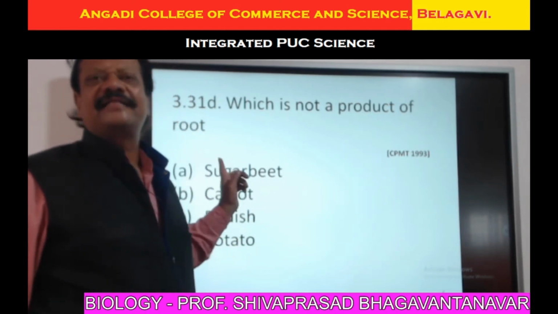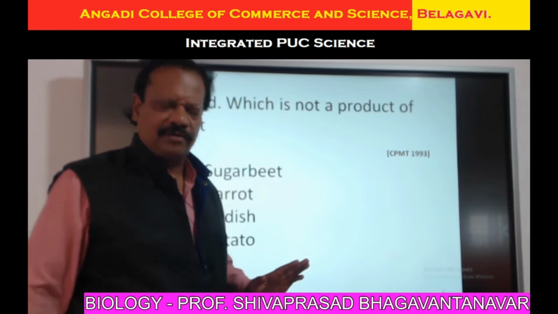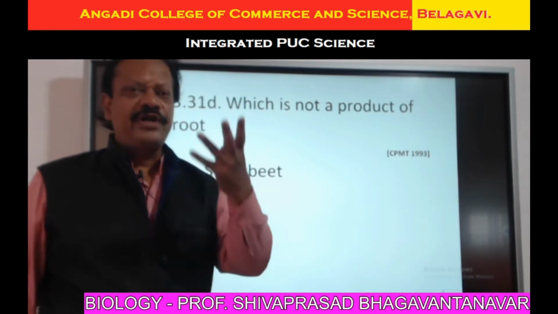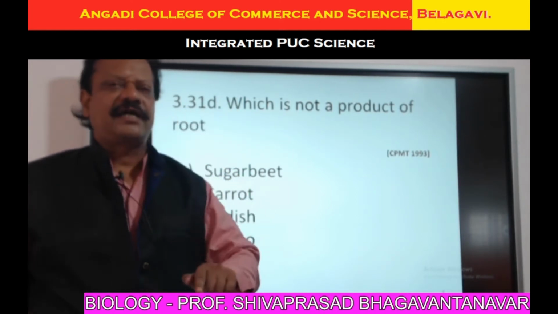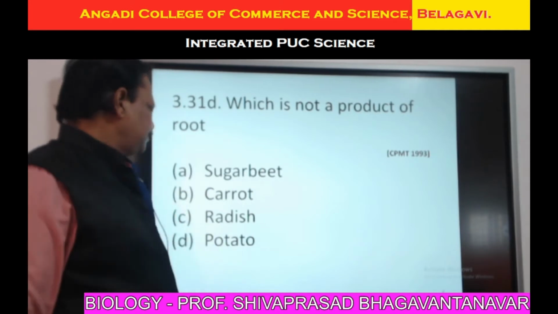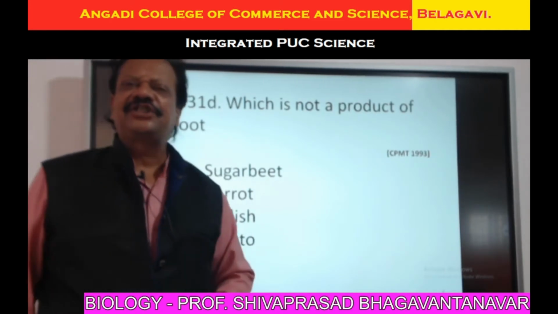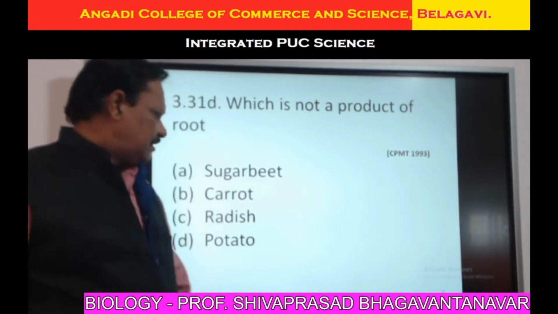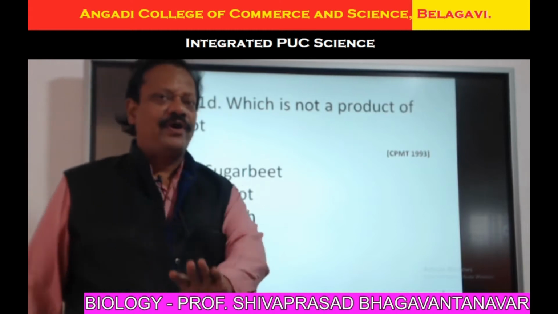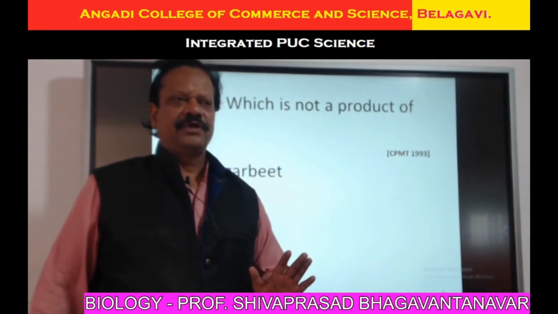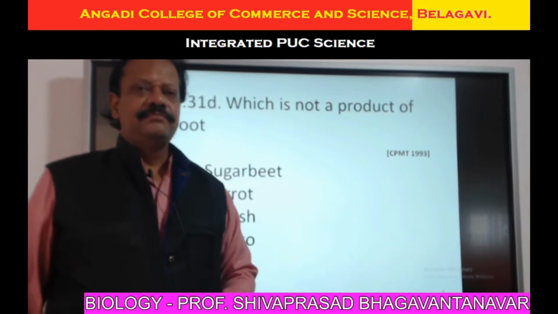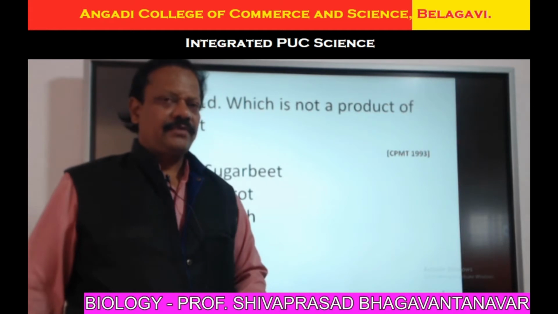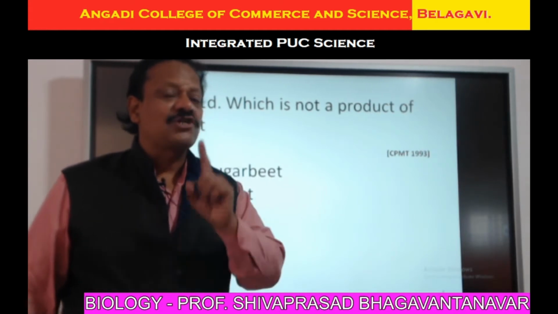So that is sugar beet, that is beetroot you people are used to call. Then carrot. Carrot is also a taproot modification. A conical root is formed, which is also underground, and there the food is stored. Radish is also a taproot modification, and it is underground, storing food material. Potato is not a root. It is a stem. The stem is modified into tuber. So potato is not a root.